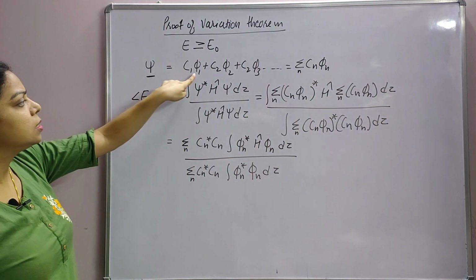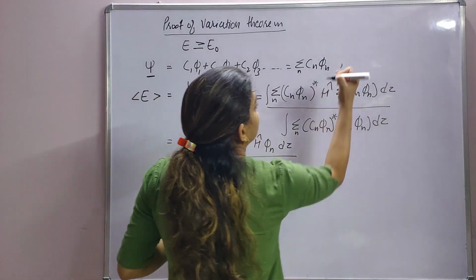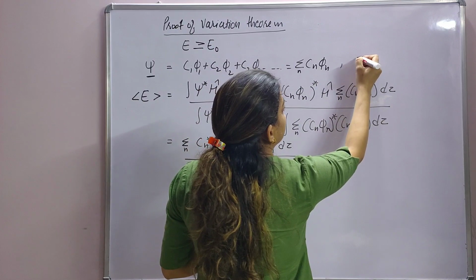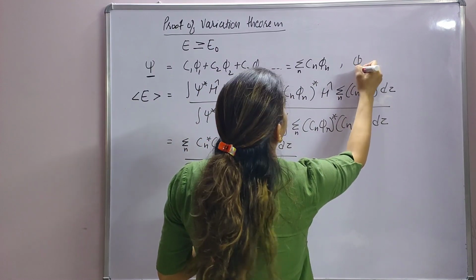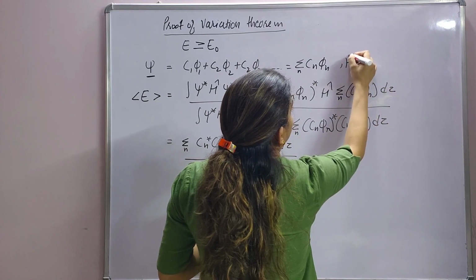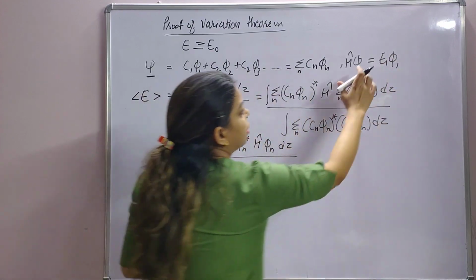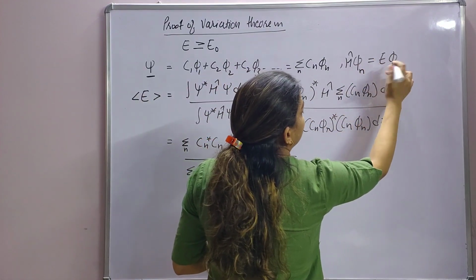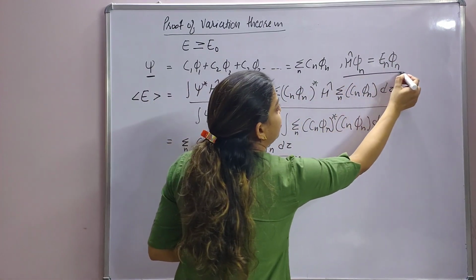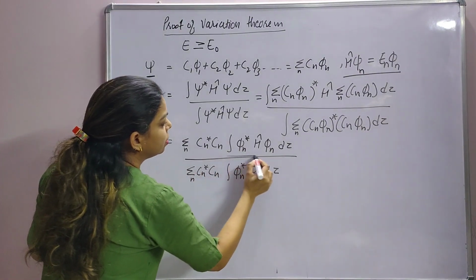So all these phi 1, phi 2, phi 3 are again well behaved functions, and they also follow the eigenvalue equation. So I can say H phi 1 is equal to E1 phi 1, or I must write it generally, H phi n is equal to En phi n. So I can substitute the value of this over here in this expression.